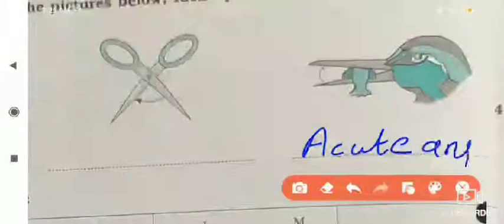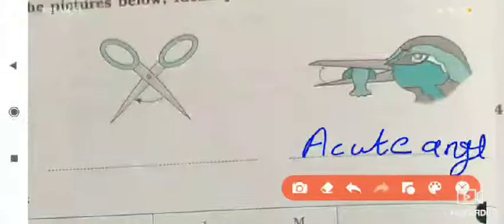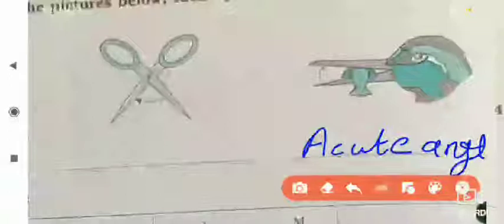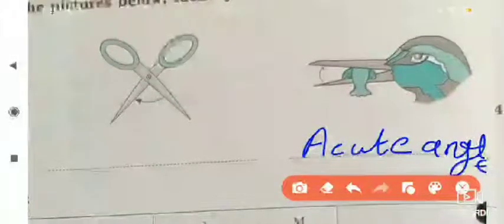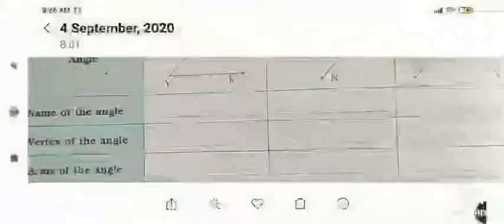This angle is called an acute angle. Okay, now the next, this is the activity given. Complete the following table. It is given the same as in the textbook. First of all, we have to write the name of the angle for this.